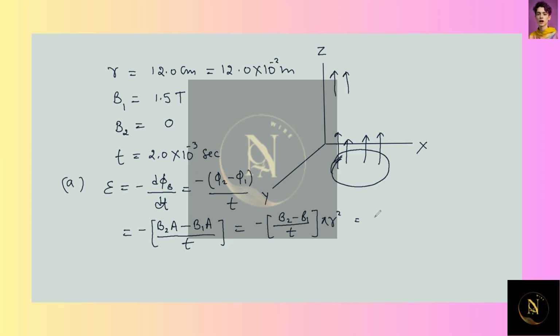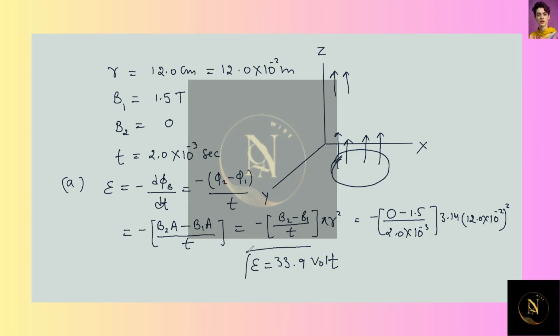So when we put these values, we will get 0 minus 1.5 divided by 2.0 into 10 raised to the power minus 3, multiplied by 3.14 into 12.0 into 10 raised to the power minus 2, to the whole square. So finally, this value of EMF induced comes out to be 33.9 volt. This is the answer for the first part of the problem.